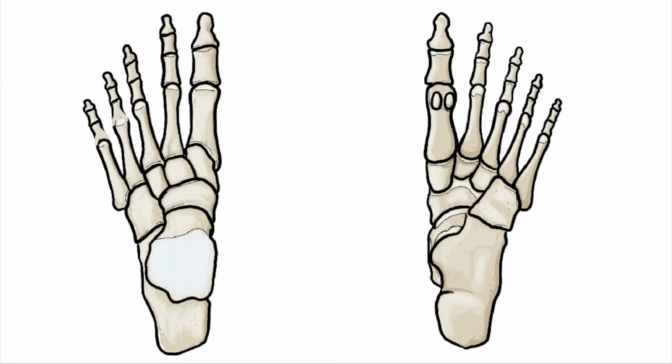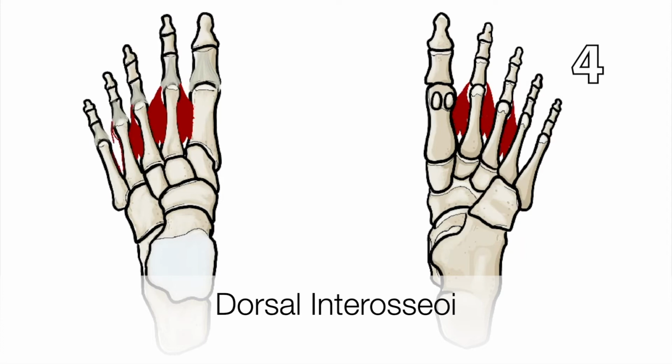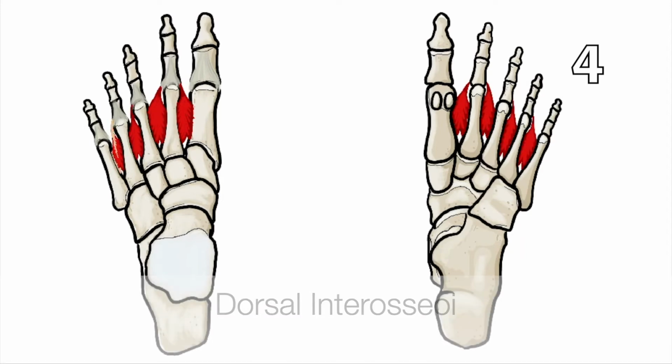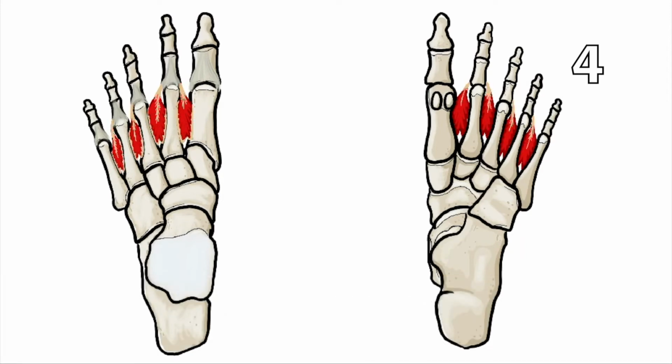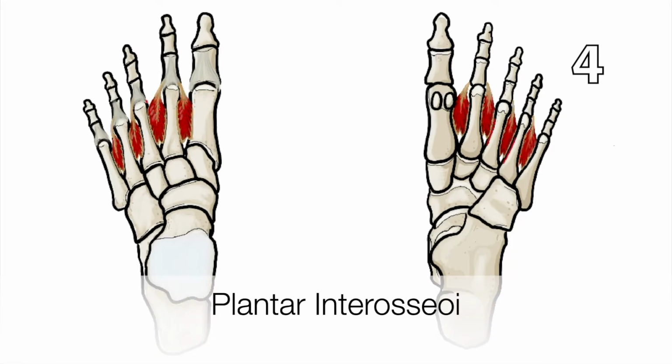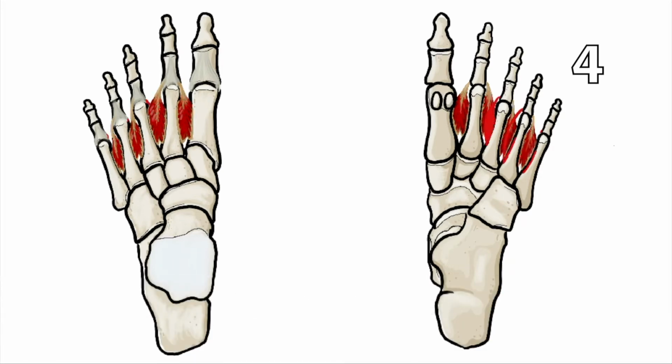We will start with the deepest layer first, referred to as the 4th layer, which is primarily made up of the interossei muscles. The dorsal interossei arise from the sides of the shafts of adjacent metatarsal bones and insert into the dorsal digital expansions of toes 2 through 4. The plantar interossei arise from the medial aspect of the shafts of the metatarsal bones 3 through 5 and then insert into the medial side of the dorsal digital expansion of toes 3 through 5.